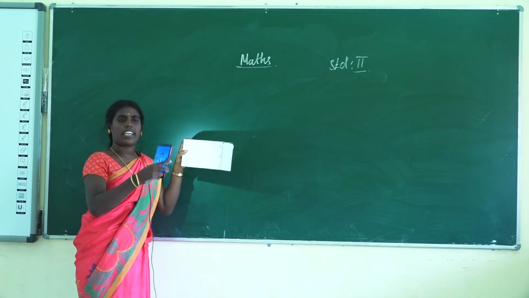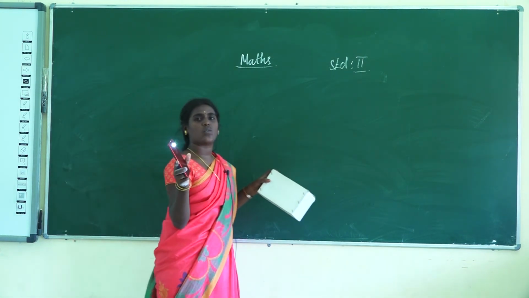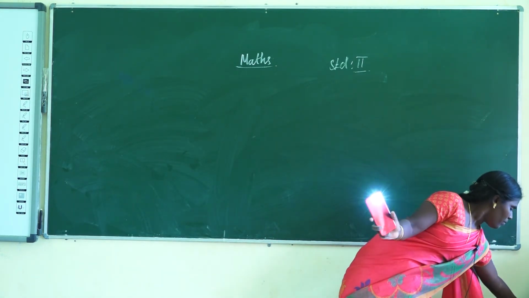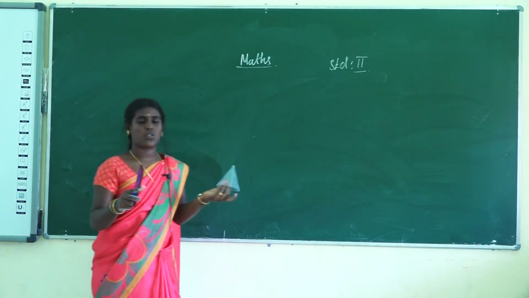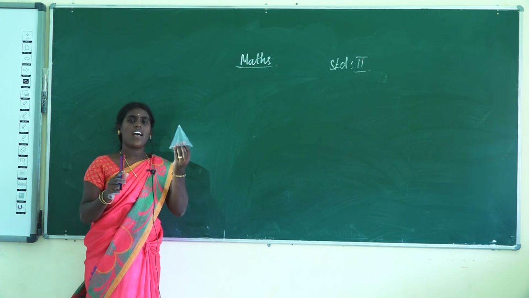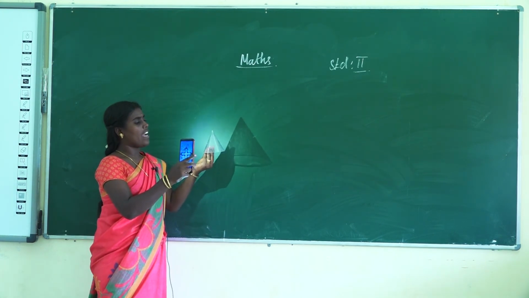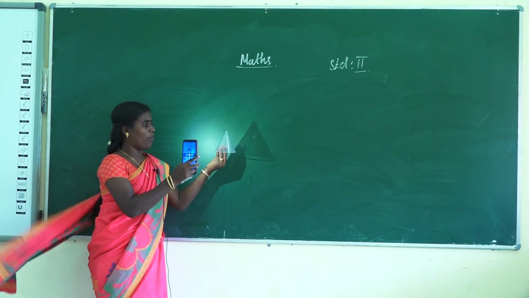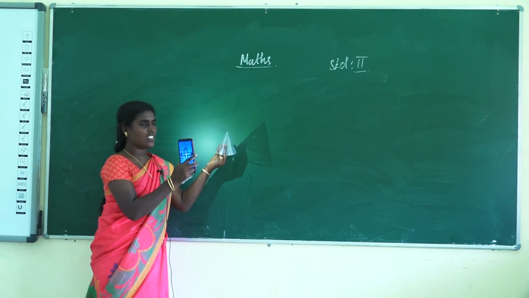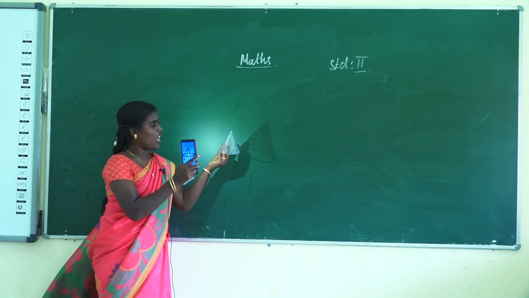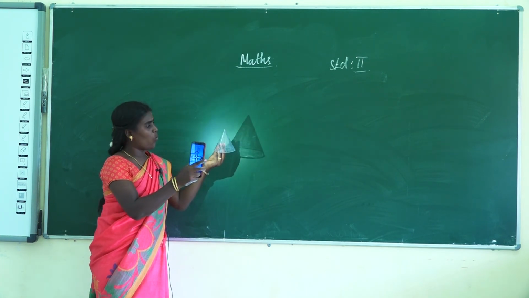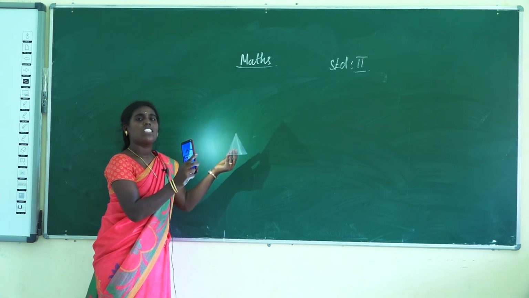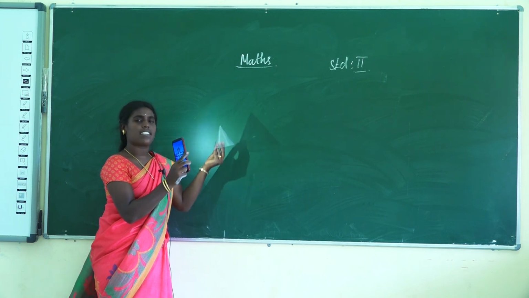Okay, the same thing. Next one is cone. See here, the shape of the shadow of the cone is what? Triangle. You see the blackboard. You see the shadow is shaking. Now see the shadow. What shape? That is triangle. The shape of the shadow of the cone is triangle.